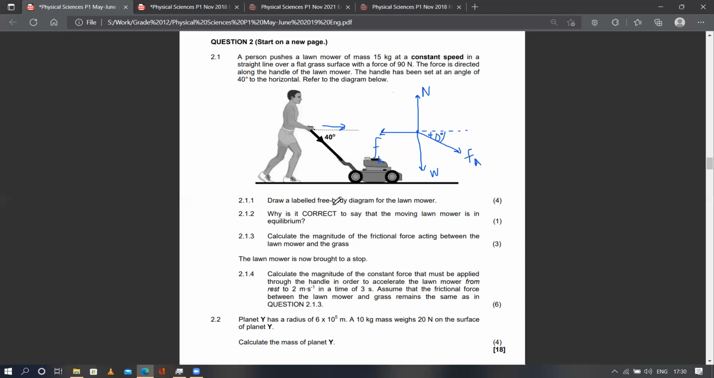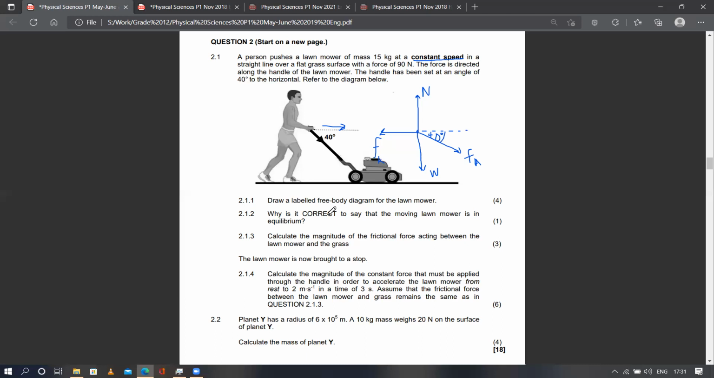So now they say, why is it correct that the moving lawnmower is in equilibrium? The lawnmower is in equilibrium because it's moving at constant speed, meaning that the net force applied on the lawnmower is going to be zero. So that's why it's correct to say that the lawnmower is moving in equilibrium.